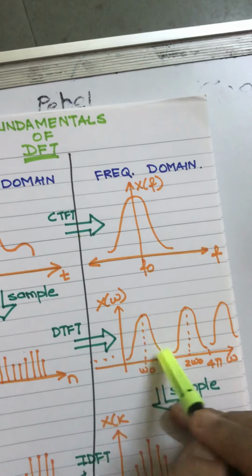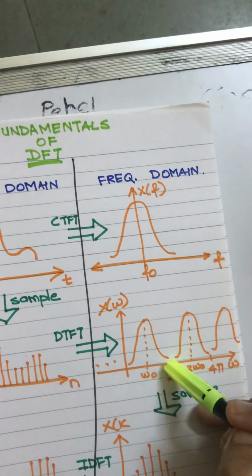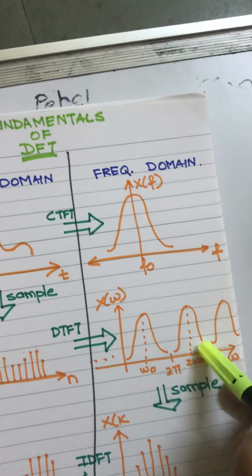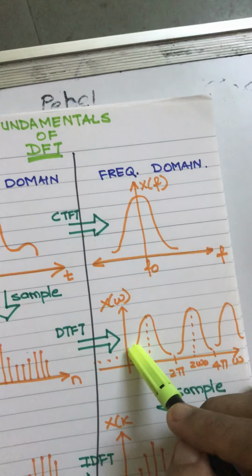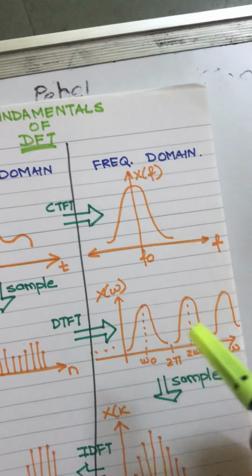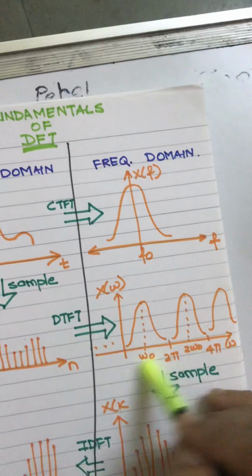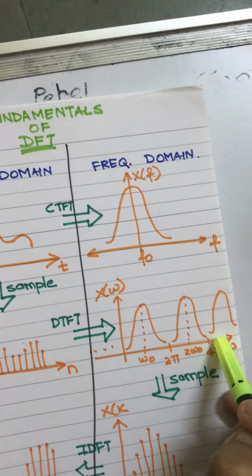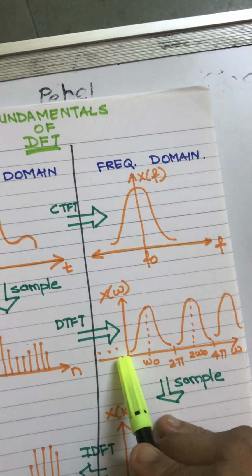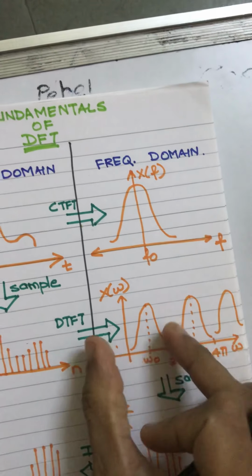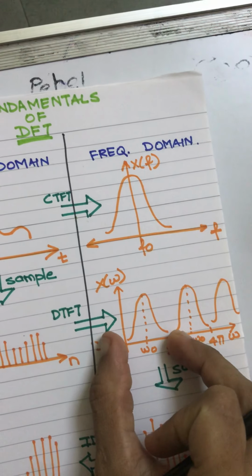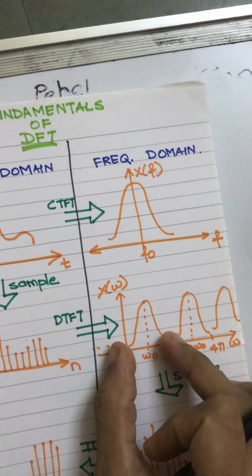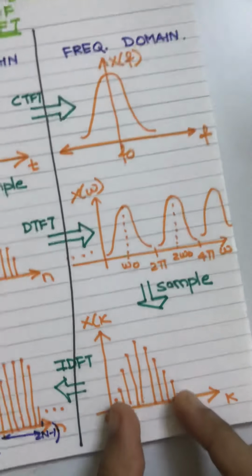Because it is the same replication of just one energy bundle, which is unique in the range of 0 to 2 pi. And in other ranges it is just a replication of the first energy bundle. So rather than processing the whole signal from minus infinity to plus infinity, we just process it from 0 to 2 pi. We take just one unique energy bundle from 0 to 2 pi, and we process or sample it.